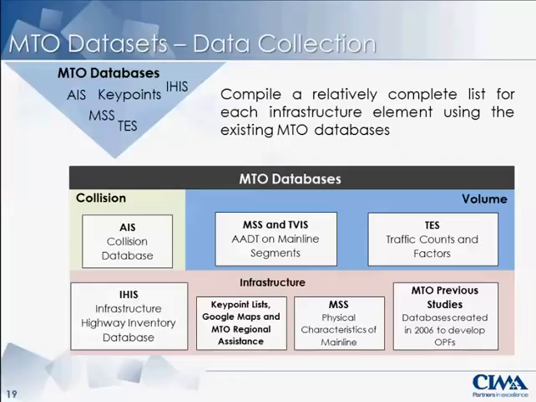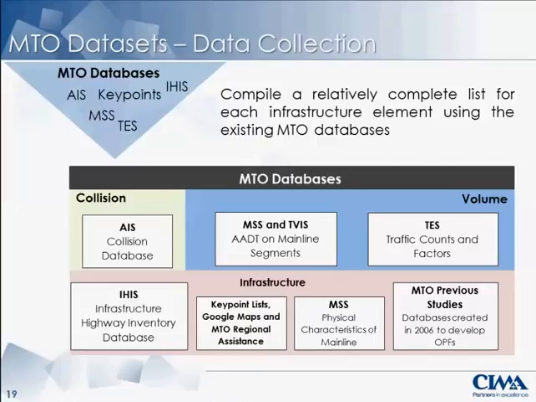And so we got collision information from AIS. We got traffic volume data from different locations. There's a system called TVIS, Traffic Volume Information System, but it was not complete, so we went to other tools, tests, and master spreadsheets. Don't worry about these acronyms. The whole thing is that traffic volume was not in one location.